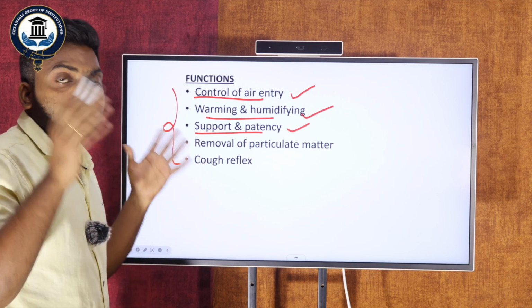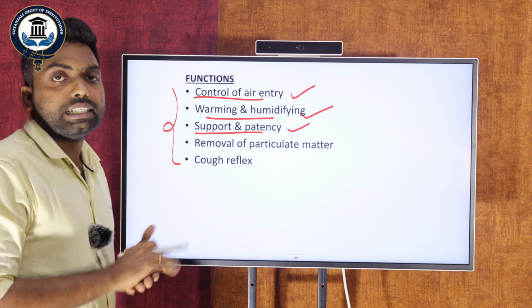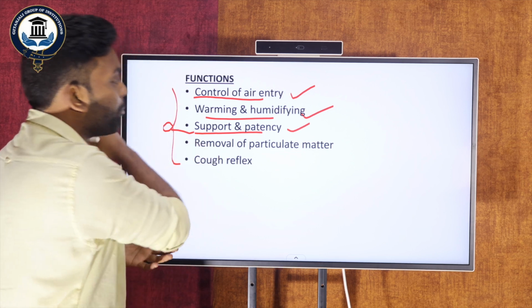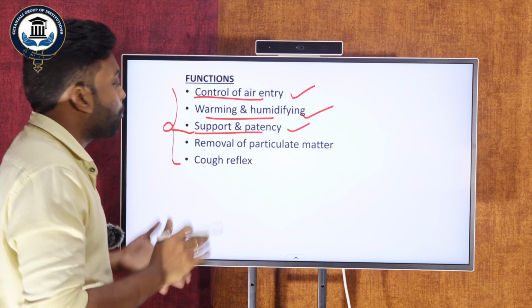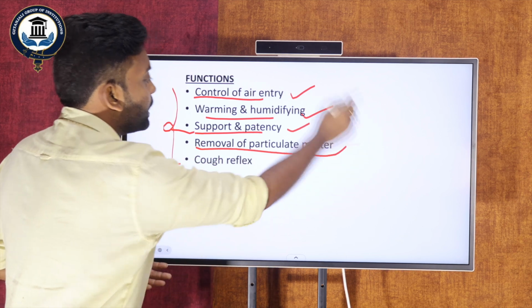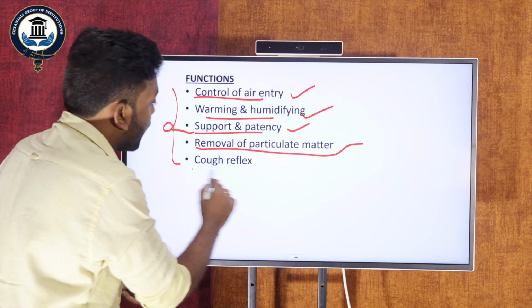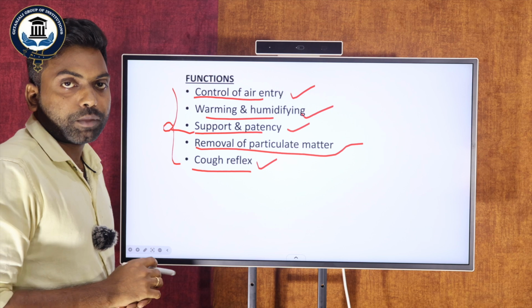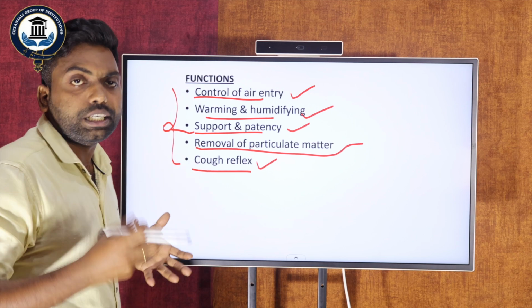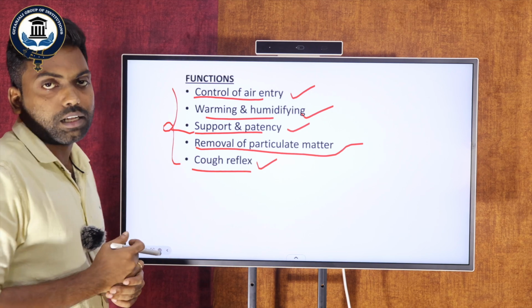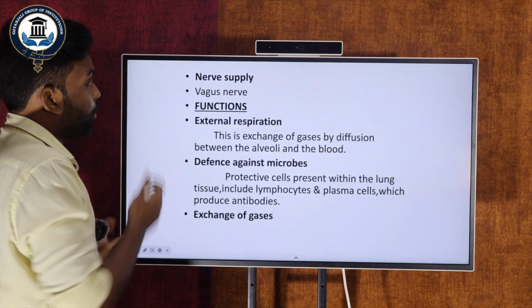And supporting patency. As I told you, when air is allowed through the trachea, it supports and maintains the patency. So one of the functions of the trachea is supporting. And removal of particulate matter. It helps with filtering, as well as the cough reflex. As in my previous sessions, the cough reflex originates from the trachea as well as the bronchus. So these are the main functions we can find.